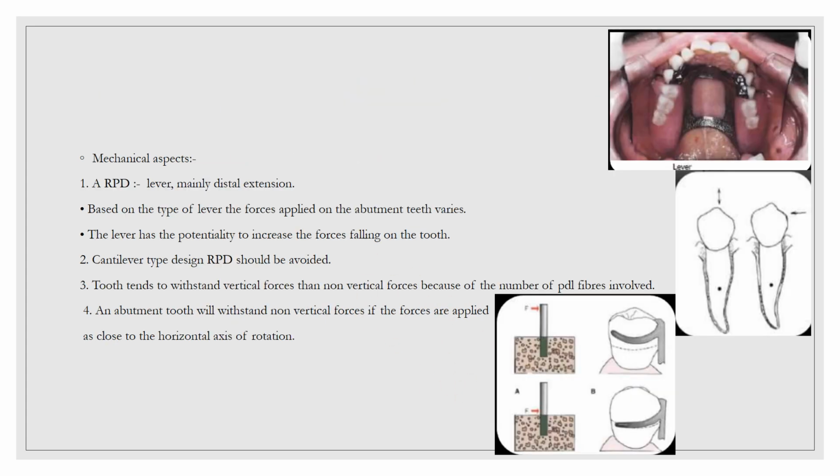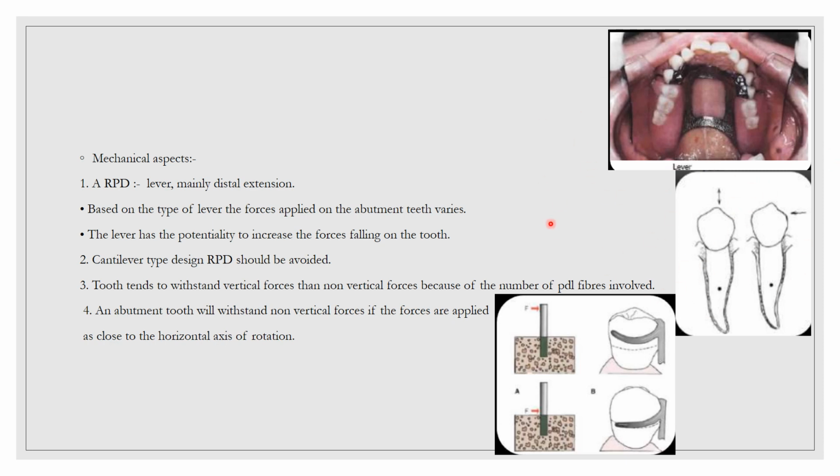There is the principle of levers: class 1, class 2, class 3 levers, which we'll be seeing in the coming slides. Those are important concepts which have to be understood. The mechanical aspects are these four factors. So one is an RPD as a lever, mainly a distal extension, which is seen in the photo.